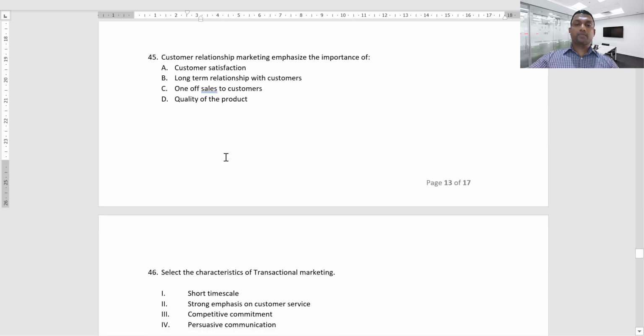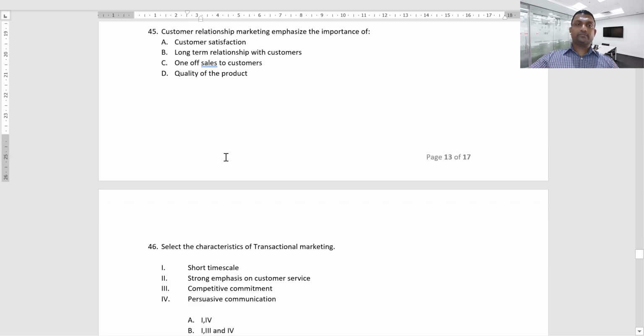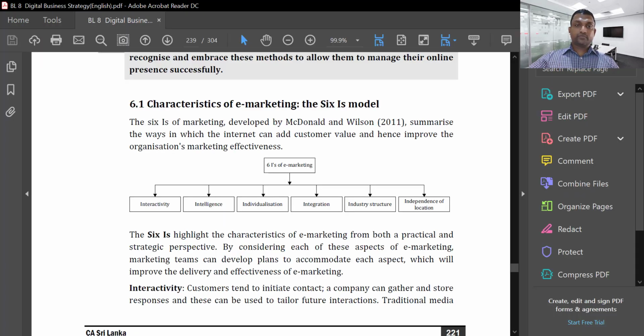Question number 45. A customer relationship marketing emphasizes the importance of. So customer relationship marketing, that means marketing based on the customers and trying to have the collaboration and have the contacts with the customer. So customer relationship marketing is a really important thing.